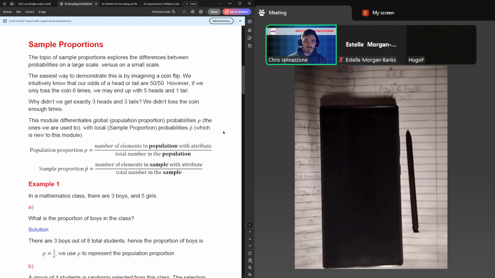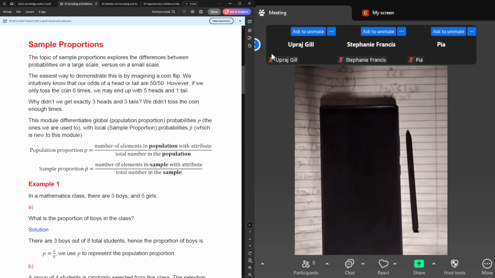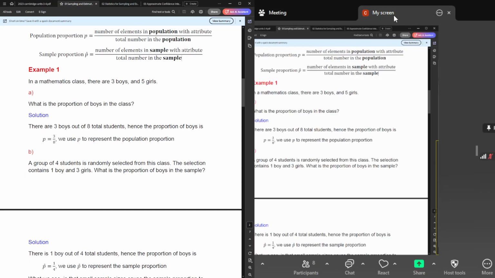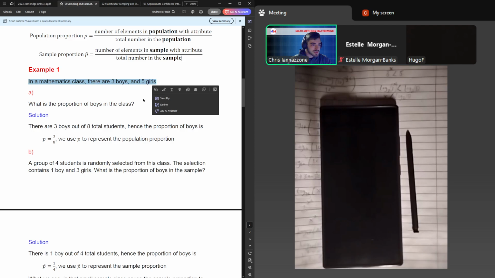Determining what's population and what's a sample is going to differ from question to question, but the context should be at least somewhat obvious as you start getting more and more used to the kinds of questions that come up. So in this first example that we have here, there's a mathematics class. We got 3 boys, 5 girls. All right, that's the background setting of the question that we have. First question, what is the proportion of boys in the class?